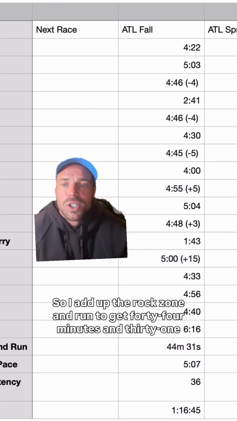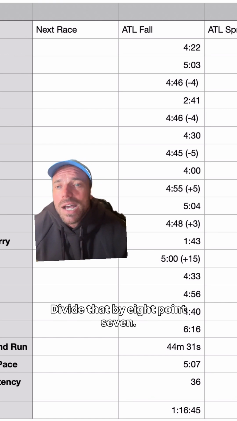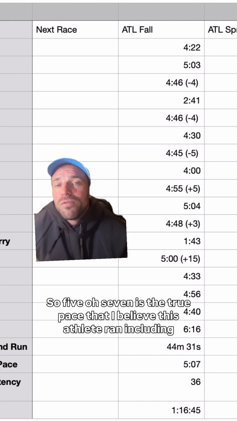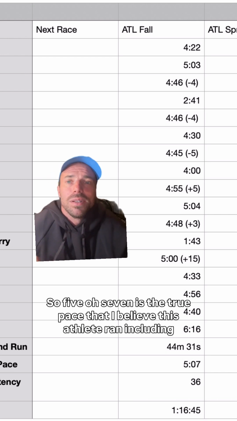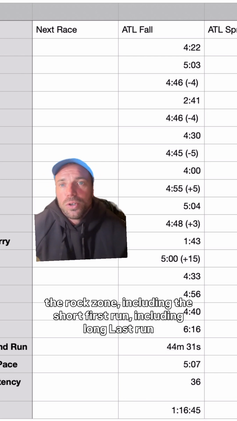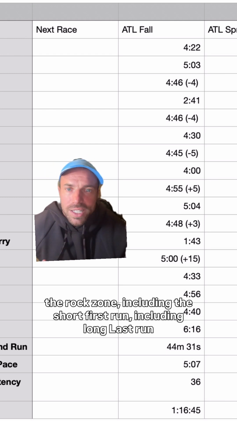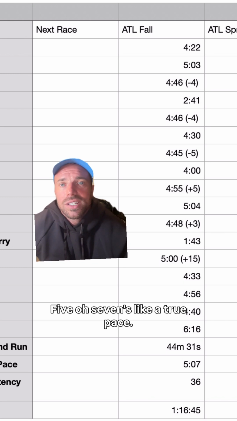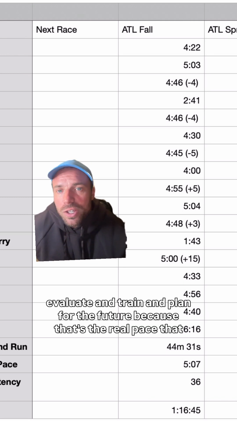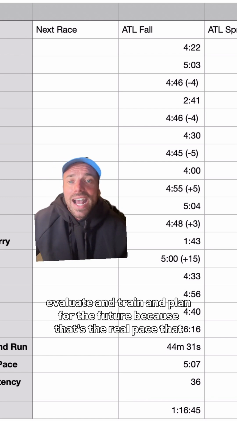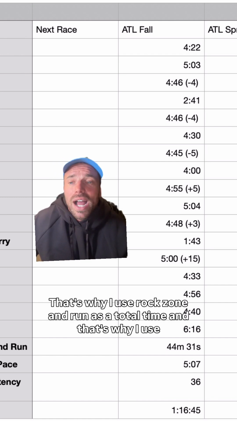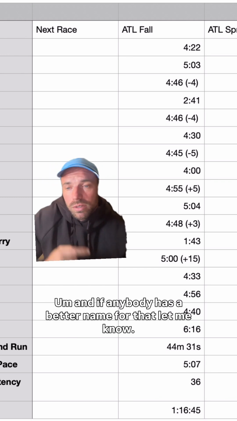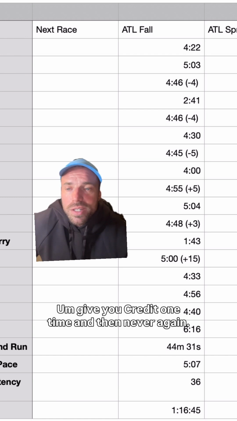So I add up the rock zone and run to get 44 minutes and 31 seconds, divide that by 8.7, the 0.7 kilometers that she ran, to get 5:07. So 5:07 is the true pace that I believe this athlete ran, including the rock zone, including the short first run, including the long last run, including that every run was kind of short and then the rock zone was massive. 5:07 is like a true pace. And I think this is a much more reliable way to evaluate and train and plan for the future, because that's the real pace that was run. So that's why I use rock zone and run as a total time, and that's why I use fancy run pace. And if anybody has a better name for that, let me know. I'll steal it from you and give you credit one time and then never again.